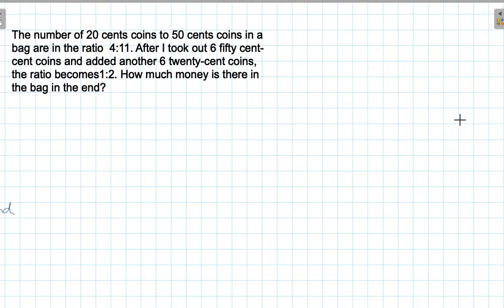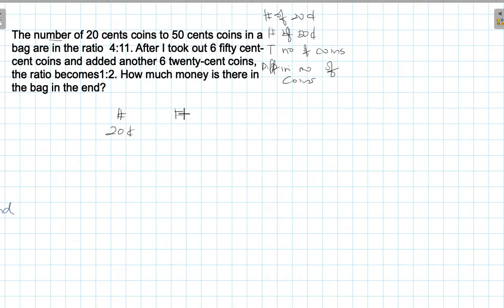So what I do is the same. I have the number of 20-cent coins, the number of 50-cent coins. To check the total number, take note of the total number of coins, and then the difference in number of coins. So the number of 20-cent to the number of 50-cent coins.